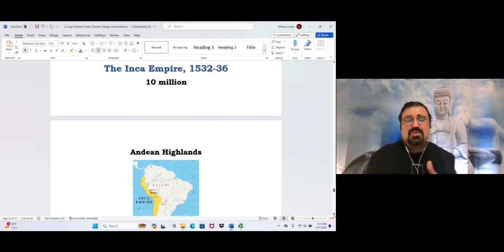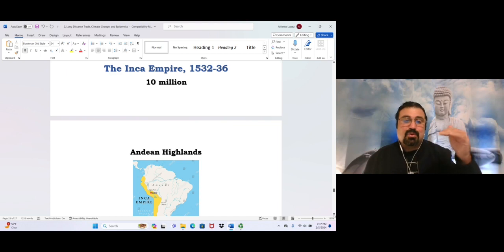And part of this has to do with also an epidemic outbreak that had affected the Inca Empire and weakened the Inca military and the leadership as well. And here, again, we're talking about an expedition of no more than 400 soldiers being able to subdue an empire that contained about 10 million people.